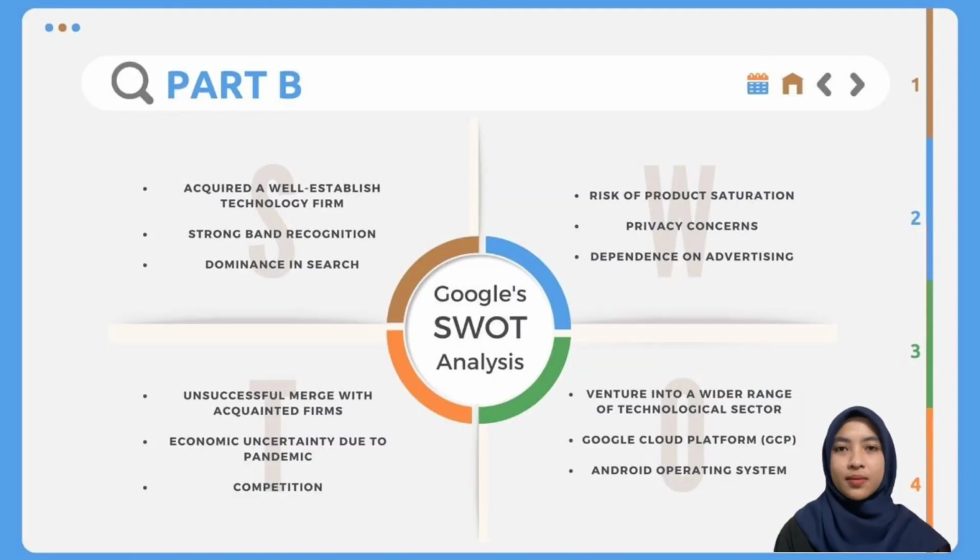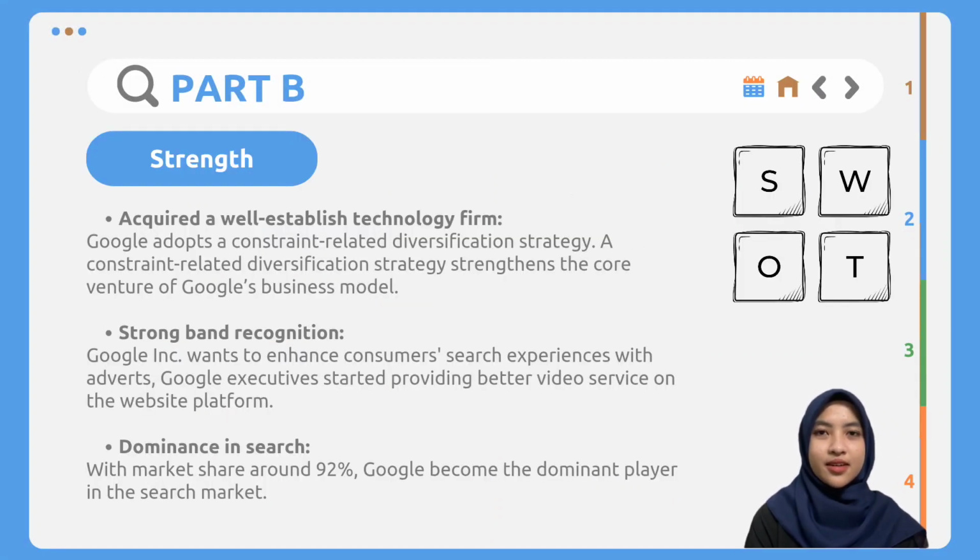I would like to talk about the Google SWOT. SWOT stands for Strengths, Weaknesses, Opportunities, and Threats. In strengths, it has 3 points, which is first, acquiring well-established technology firms. Google adopts a constraint-related diversification strategy. It strengthens the core venture of the Google business model.